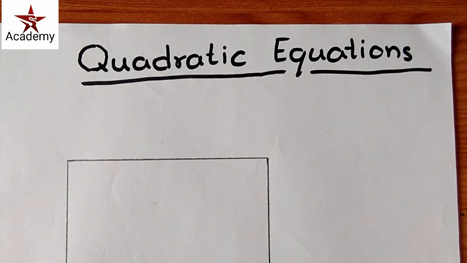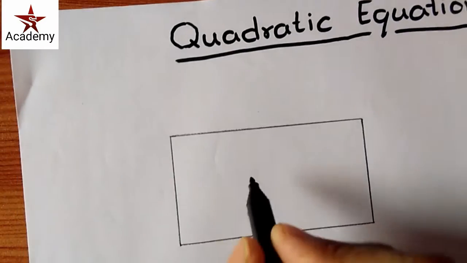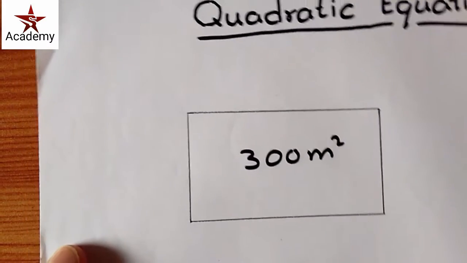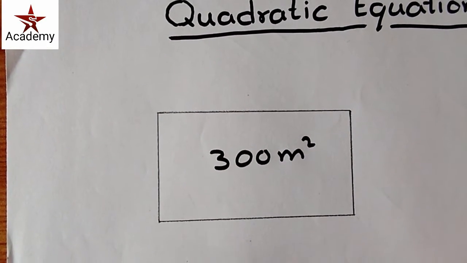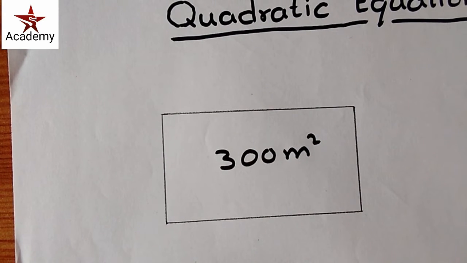Hello viewers, today we are going to learn quadratic equations. Before going to quadratic equations, I will take an example. Consider a rectangular hall of carpet area 300 square meter, or meter square, you can say. What should be the length and the breadth of the hall?